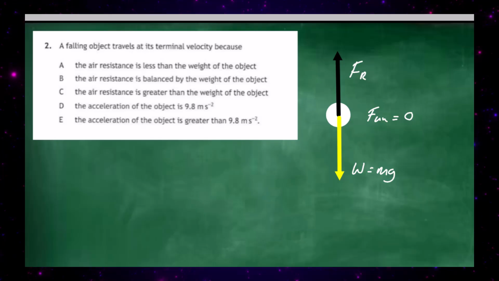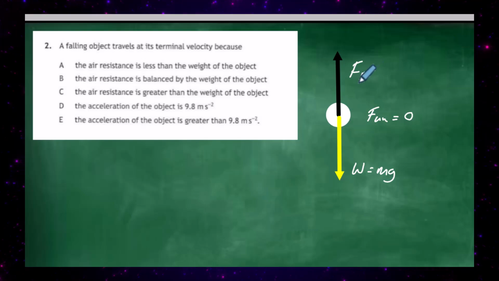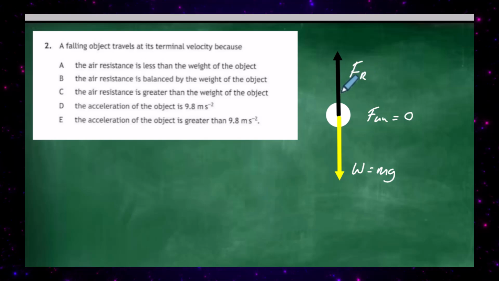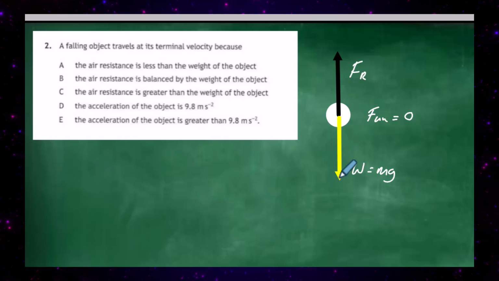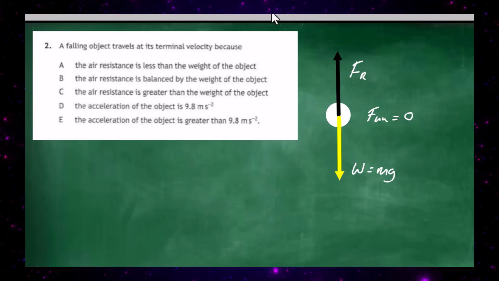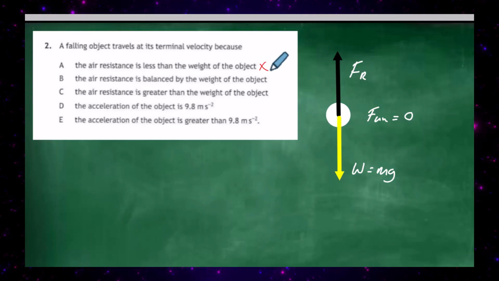So let's look at the responses in turn. Response A, the air resistance is less than the weight of the object. Well, if the air resistance is going to be less, this black vector is going to be smaller, therefore the weight is going to be bigger down the way, it's going to accelerate down the way, so that's not going to be the proper answer there.